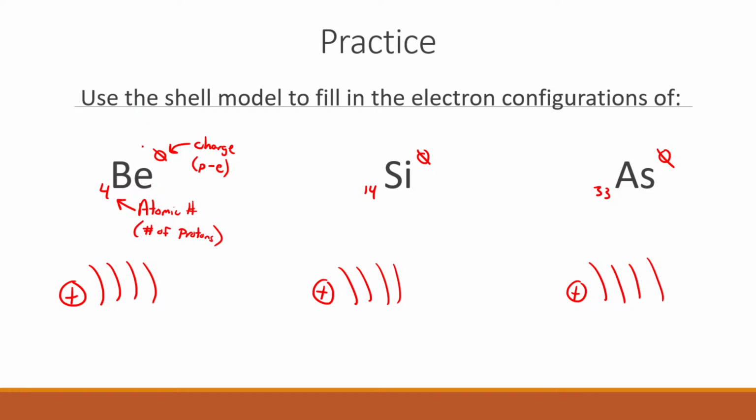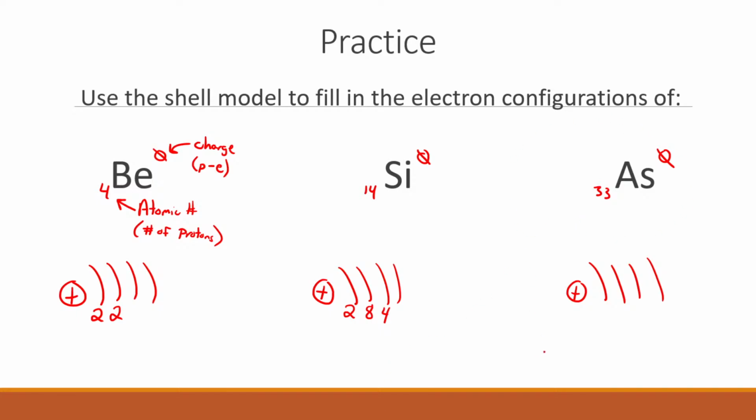So, for beryllium, we have 4 electrons that need to get placed. We'll put 2 in the first shell, and then 2 in the second shell, filling up one shell before moving on to the next. For silicon, we have 14. 2 in the first shell, 8 in the second, 4 in the third.